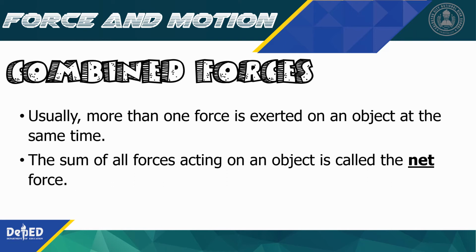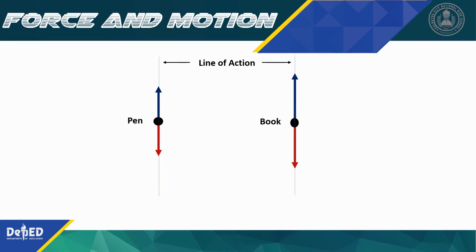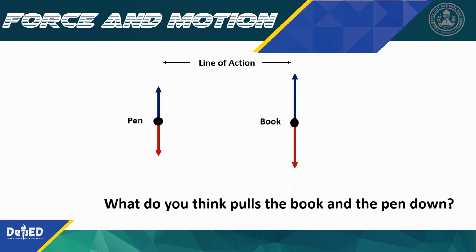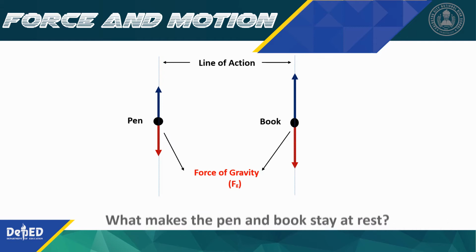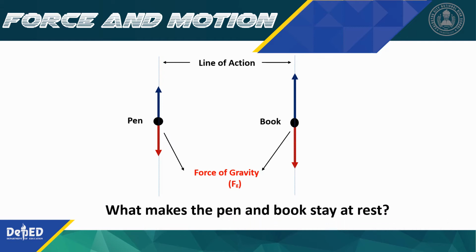Usually, more than one force is exerted on an object at the same time. The sum of all forces acting on an object is called the net force. Alright, so I have here another figure showing you the diagram of a pen in the book. What do you think pulls the book and the pen down? The force of gravity, right? What makes the pen and the book stay at rest? Are there forces present in them?